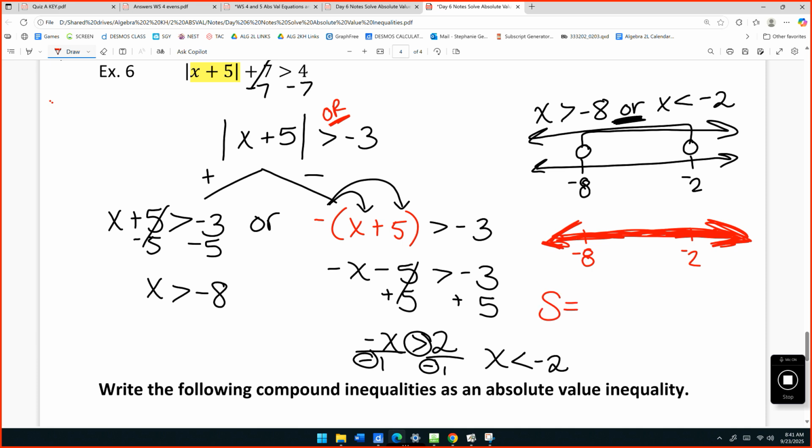You can say that with a double-stemmed R for all real numbers, or you can say that in interval notation. It goes from negative infinity to positive infinity.